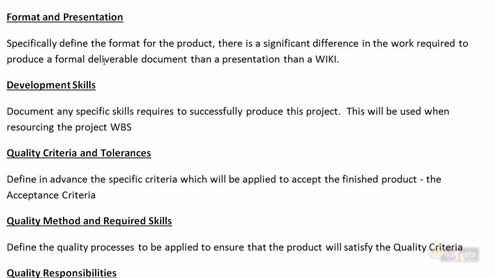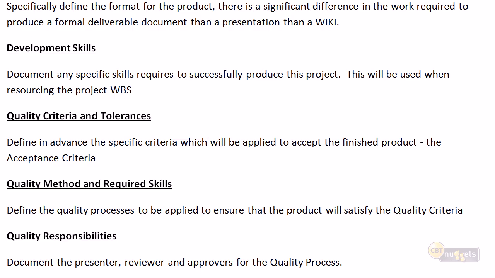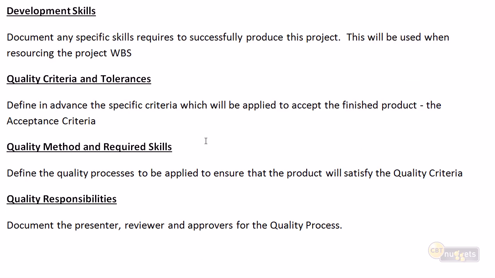The format and presentation. Now, to a large extent, the table of contents is going to also help drive our format and presentation. But on the same behalf, we still need to define what type of deliverable, what type of product this is going to be. Is this a formal deliverable document? Is this a presentation? Is this a wiki? Because the work that we're going to expect our team to complete is going to be very different based on the type of document. If we have any specific development skills that the team member needs to be able to successfully complete this document, we're going to call them out.